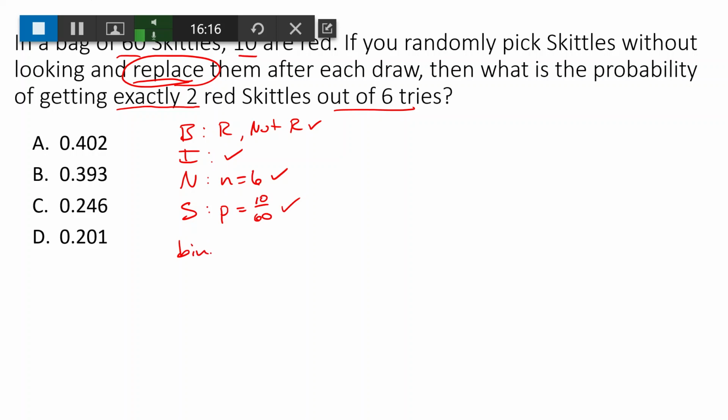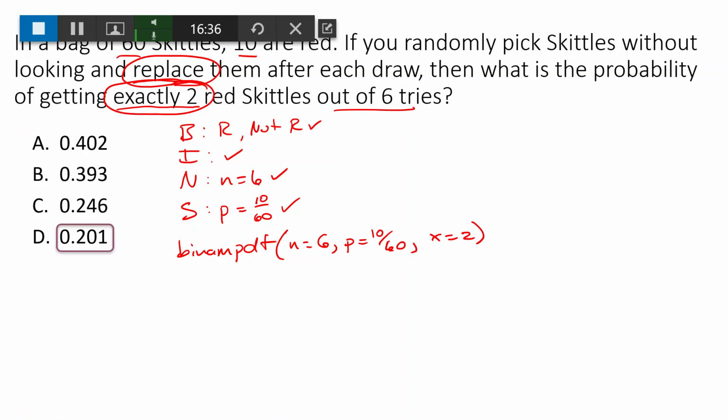So now we've got a binomial PDF, because we're asking about exactly 2, with n equal to 6 tries, p equals 10 out of 60, and x equals 2. If we type that into our calculator, we get 0.201.